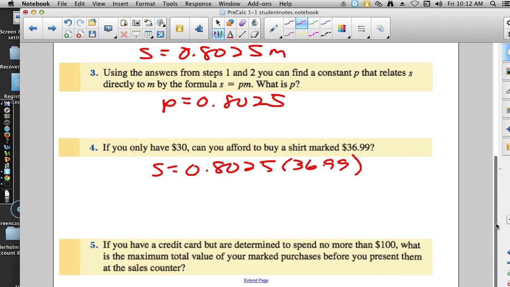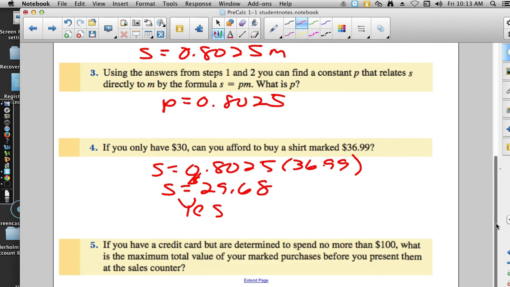But we already know, when all is said and done, we're really just taking 80.25% of that cost. So we need that little 0.8025 times $36.99. And that will be $29.68. So if we answer the question, are we going to be able to take that shirt home? Yep. We have $30. We can do it.